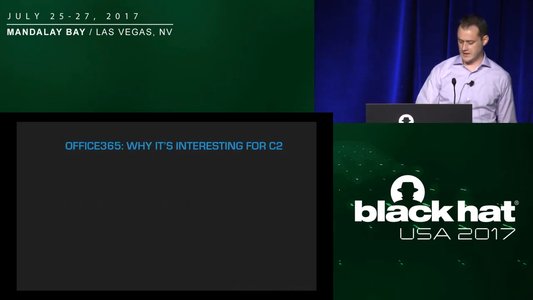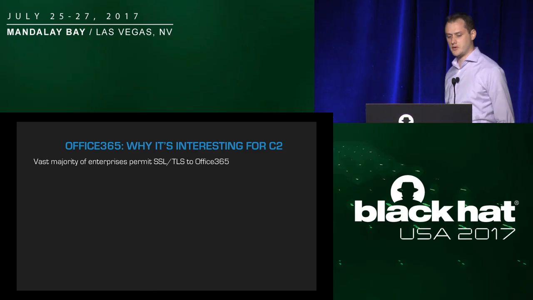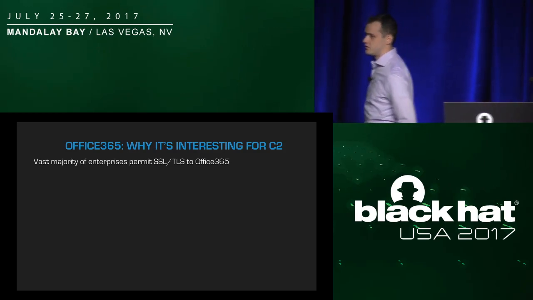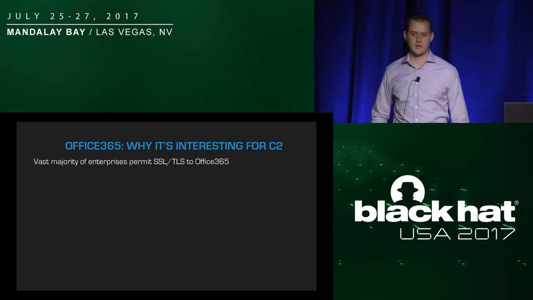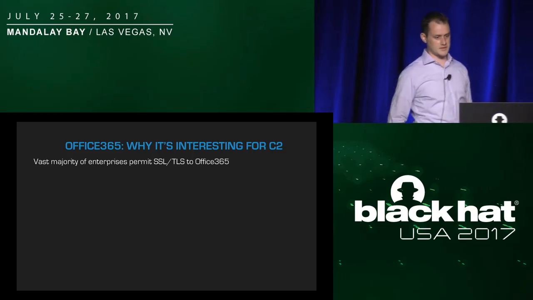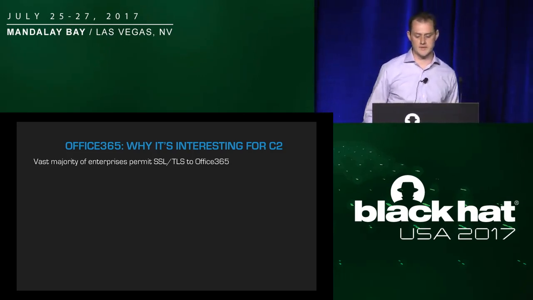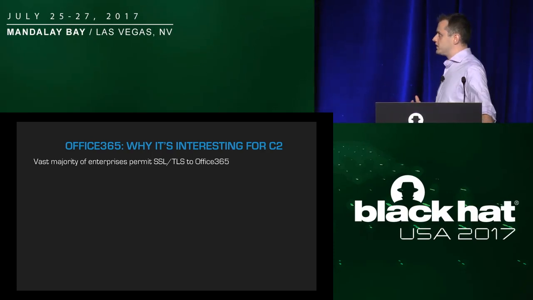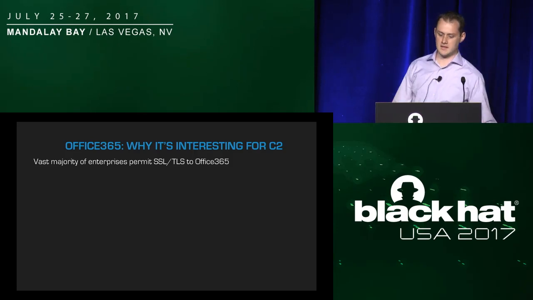So, getting into why it's actually interesting for command and control. As you saw in the last slide, the vast majority of enterprises are already permitting traffic to Office 365. Hopefully it's all TLS at this point. But if you're going to be using the service, you can make a really easy assumption that the network infrastructure and security infrastructure that's in place today has access to this already.